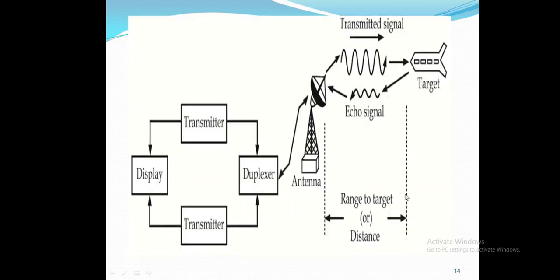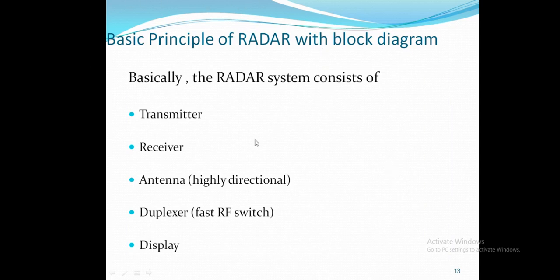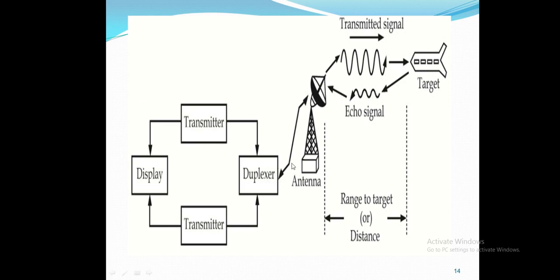So this is all about the basic radar system. The basic radar system consists of a transmitter, receiver, antenna, duplexer and display. This is the block diagram of the basic radar system. From the antenna, electromagnetic signals go to the target, and from the target the electromagnetic signal is reflected back. That signal we call the echo signal.